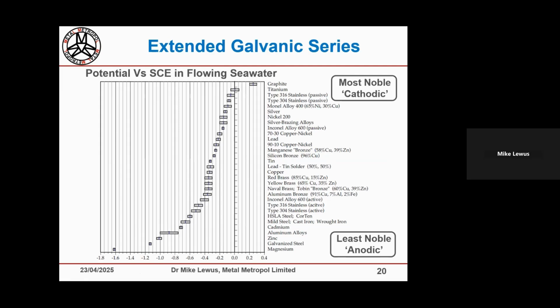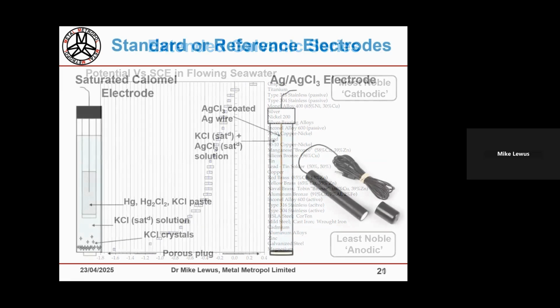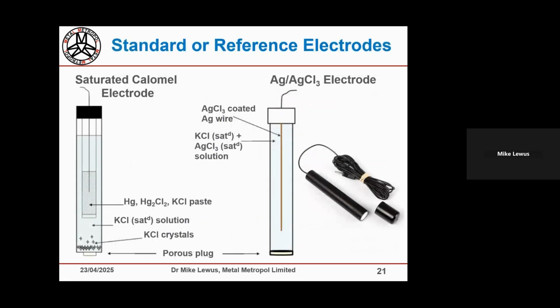corrode if they can. As it happens, graphite and titanium, which are very noble materials, are at the cathodic end, and right at the bottom we've got our usual culprit, zinc, magnesium. Galvanized steel, obviously the galv layer is zinc. So this is quite a common sort of diagram people would look at, and there's an even more extended one coming up.